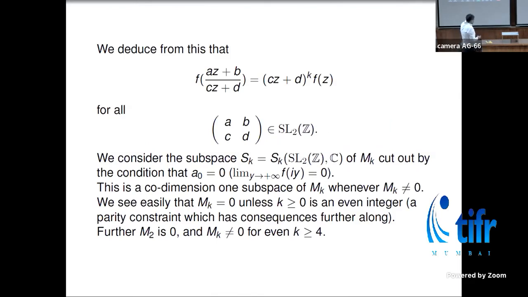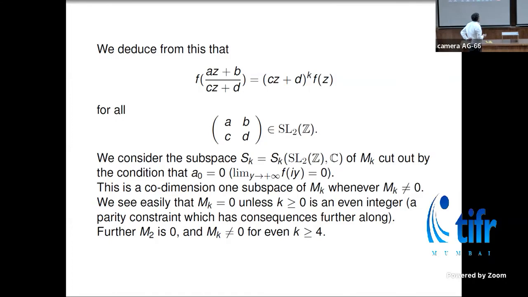Because this group SL_2(Z) is generated by the transformations z goes to z plus 1 and this Mobius inversion, you have an apparently richer symmetry: f of (az plus b) upon (cz plus d) is equal to (cz plus d) to the k times f of z. And within the subspace of modular forms of weight k, you can also consider a subspace whose constant term vanishes at infinity. That is called the space of cusp forms, and typically it's of codimension 1 in M_k.